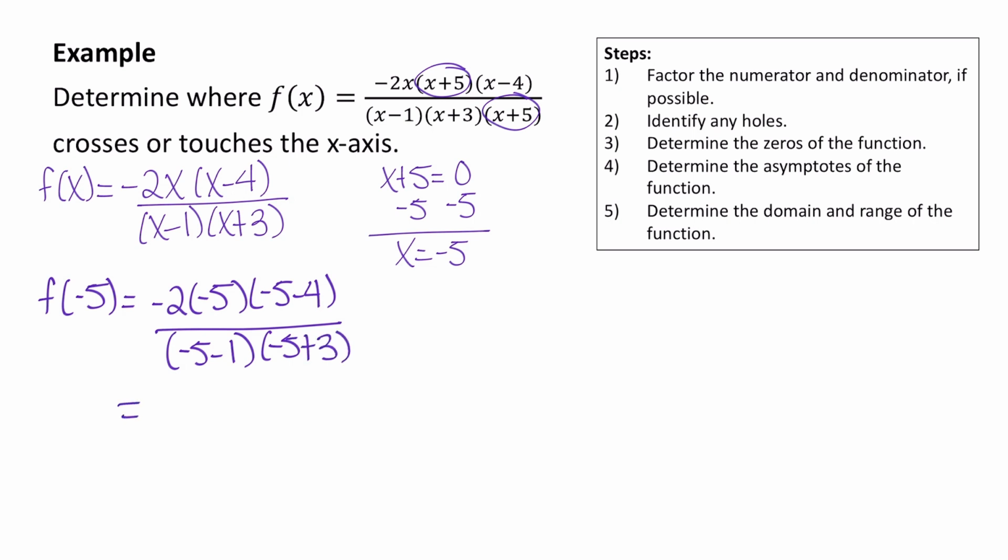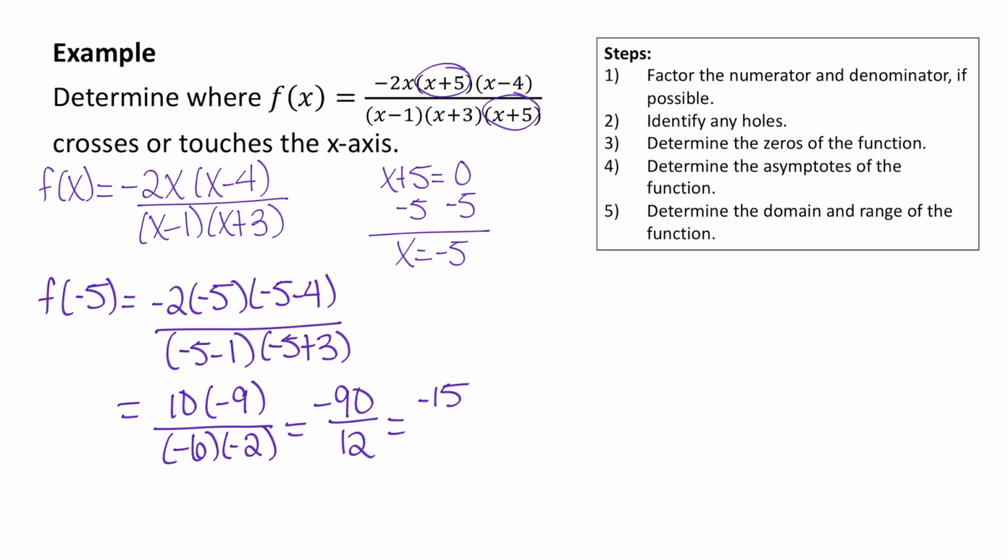So when we do that, we get 10 times -9 over -6 times -2. So that gives us -90 over 12, and -90 over 12 will just become, when we reduce it, -15 over 2, which equals -7.5. So our hole will occur at (-5, -7.5).